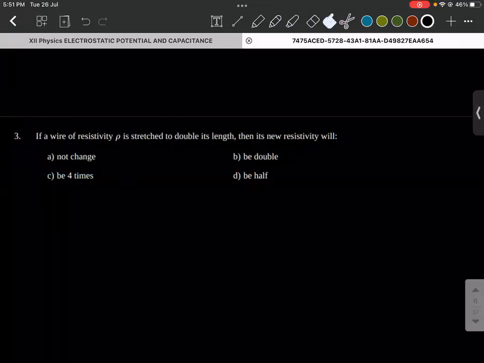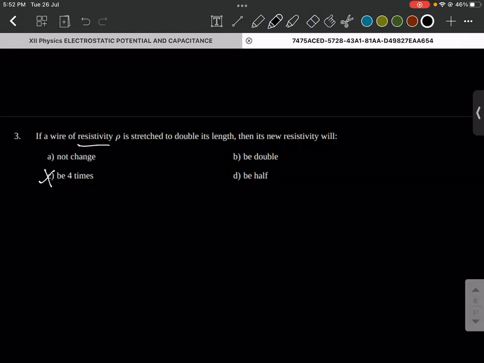If the wire of resistivity rho is stretched to double its length, then what will its new resistivity be? There is a wire of resistivity rho, it is stretched to double its original length, then its new resistivity. So it's become 4 times.